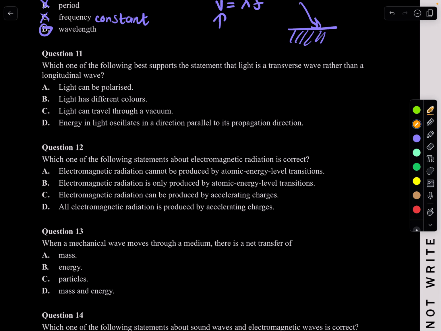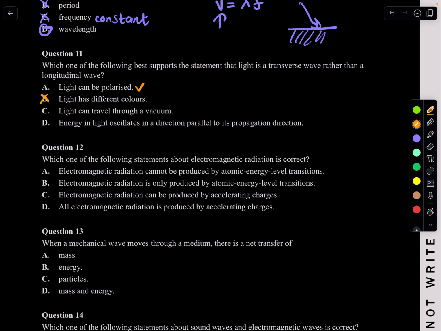Question 11. Which of the following best supports the statement that light is a transverse wave rather than a longitudinal wave? Let's see. A, light can be polarized. Actually, that works because polarization only occurs for transverse waves, not longitudinal. So, great. B, light has different colors. Really? What does that have to do with it? It doesn't really explain why it's a transverse wave rather than a longitudinal wave. I wouldn't say that's right. C, light can travel through a vacuum. Yes, it can, but it doesn't prove the statement that light is a transverse wave rather than a longitudinal wave.